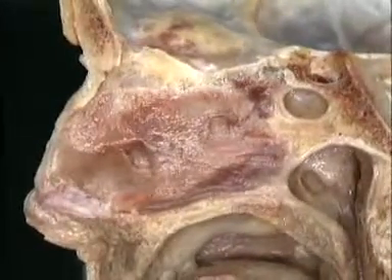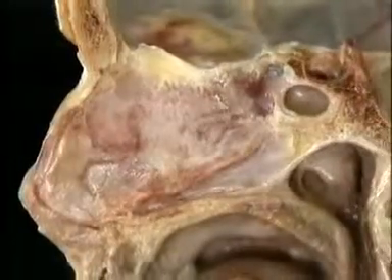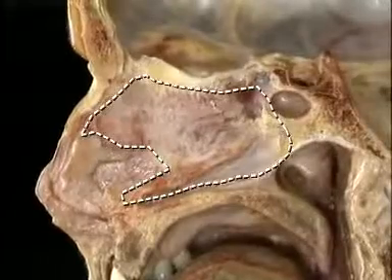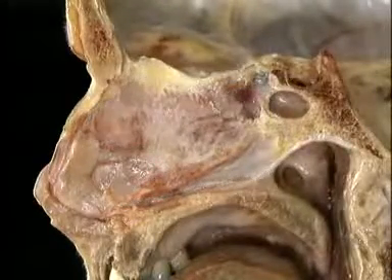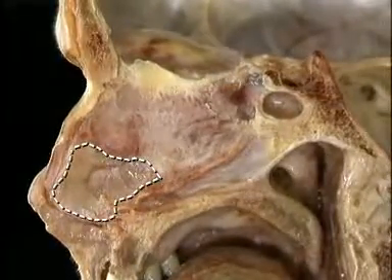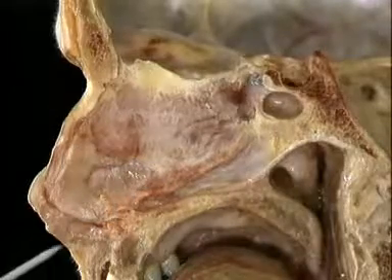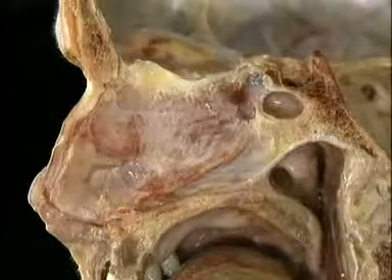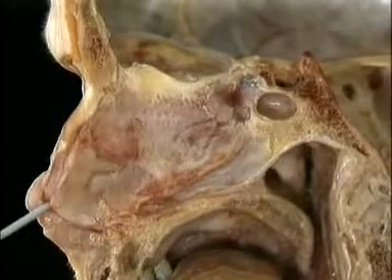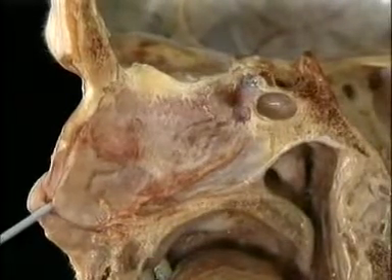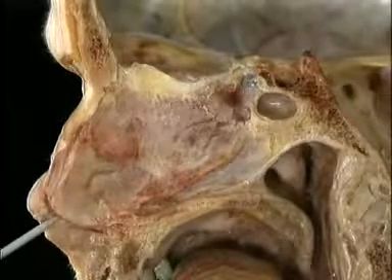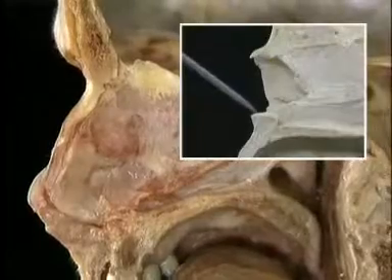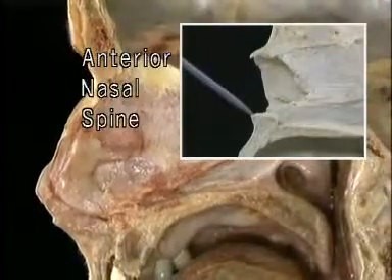Now we'll remove all the mucous membrane from the septum so that we can see the underlying cartilage and bone. This part of the septum is bone, as we've already seen. This part is formed by the septal cartilage. In this specimen, there's an unusual defect in the cartilage here. In front, the septal cartilage forms the bridge of the nose down to here, then runs downward and backward to attach to this bony prominence on the maxilla, the anterior nasal spine.